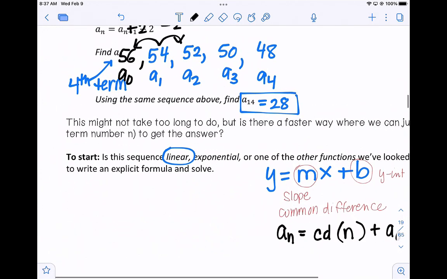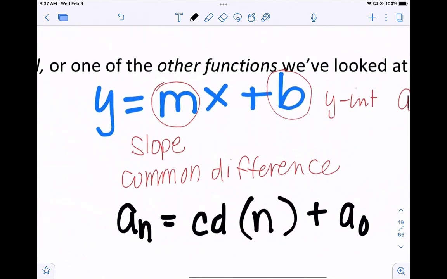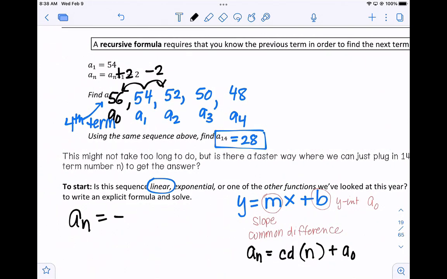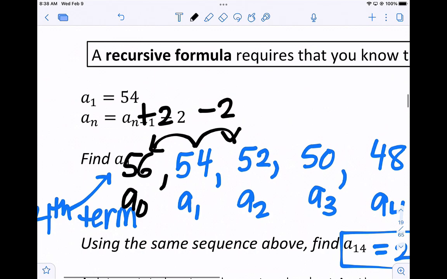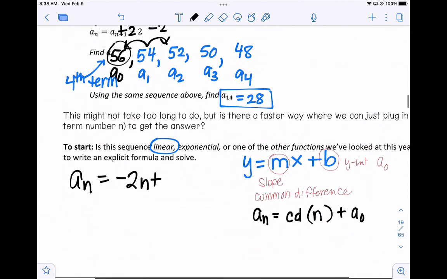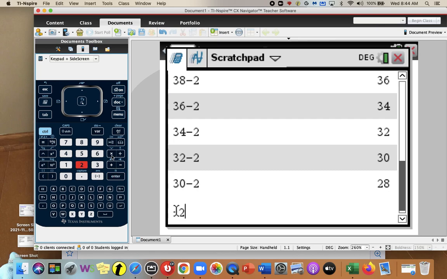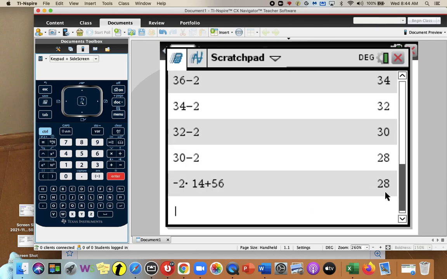So if we're writing this function, we'd say, all right, to find any term, it's y equals mx plus b, and here our slope, we're subtracting 2 every time, so -2 times n, and the starting value was this a sub 0, or 56. So here's the explicit form, which means now if I want the 14th term, I could just plug in -2 times 14 plus 56. We already know the answer is 28, but let's check it. So -2 times 14, the term number, plus the y-intercept, which was 56. And we can see we get the 28 that way instead of hitting enter 13 times.